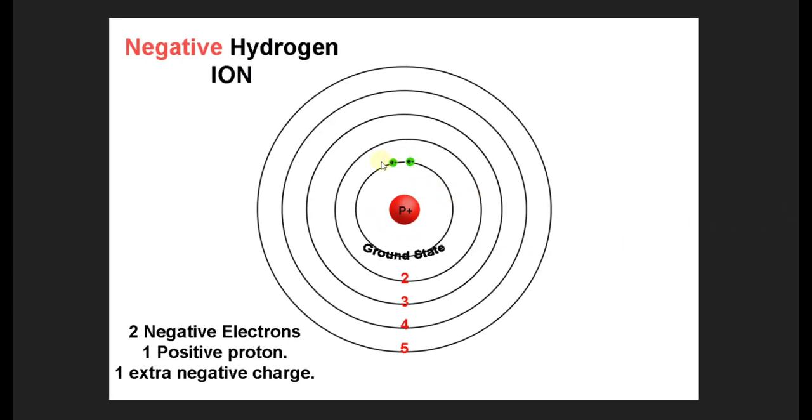If you have two electrons and one proton, now this will be called a negative hydrogen ion. The electrons have 1,000th the mass of the proton, but exactly the same charge as the proton. Opposite, of course.